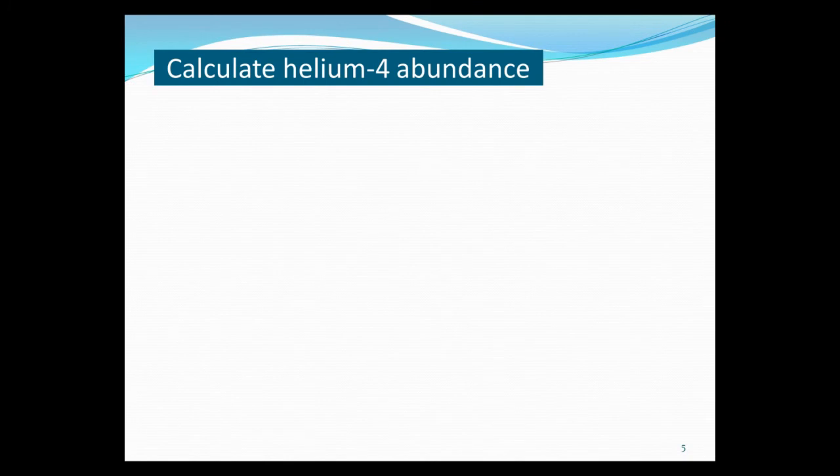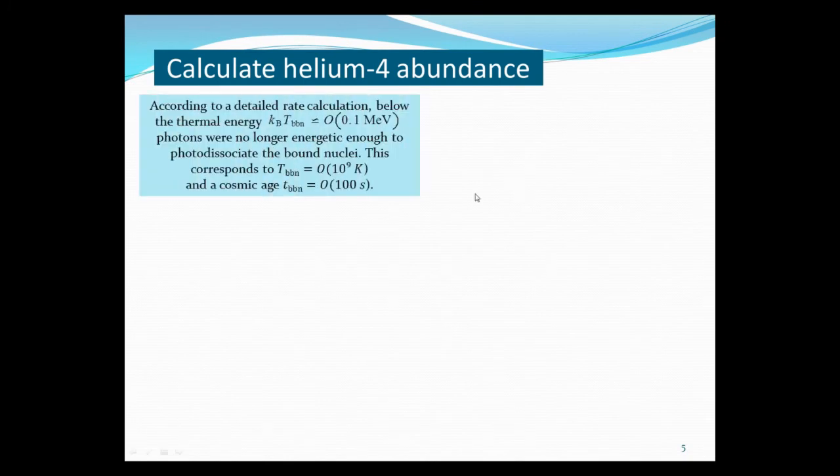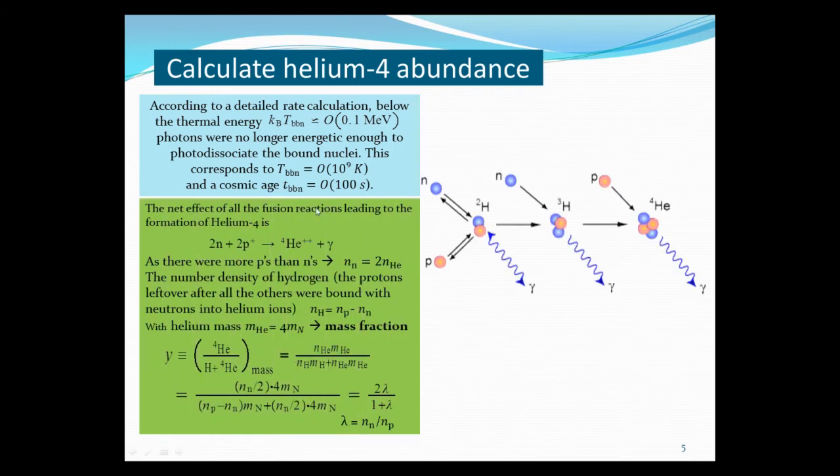So we can calculate the helium-4 abundance. In a detailed calculation, the thermal energy condition tells us Big Bang nucleosynthesis stops at 0.1 MeV, and the photons are no longer energetic enough to photodissociate bound nuclei. This corresponds to a temperature of about a billion Kelvin, and a time of about 100 seconds.